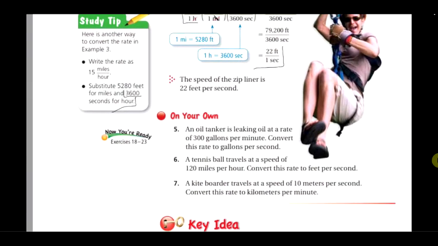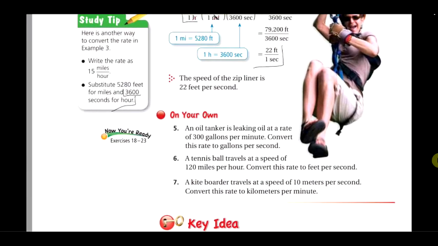Now for these next 3 on your owns, I'll help you set these up. We have an oil tanker leaking oil at a rate of 300 gallons per minute. Convert this rate to gallons per second. So gallons gets to stay the same, but we just need to get rid of minutes and turn that into seconds. I'll write some conversions here. We have 300 gallons over minute. We have to multiply it by something that will get rid of minutes. That means minutes is on the bottom. We need minutes on the top of a conversion.